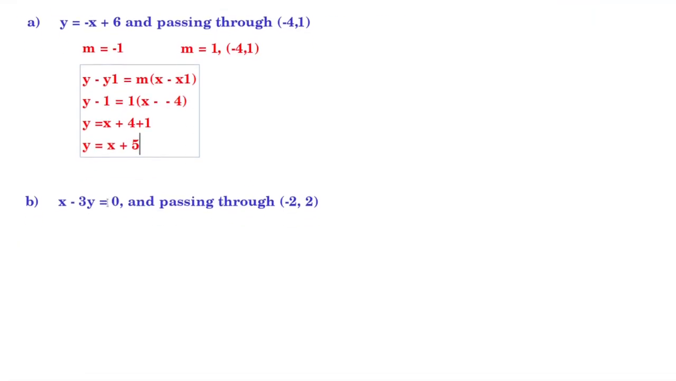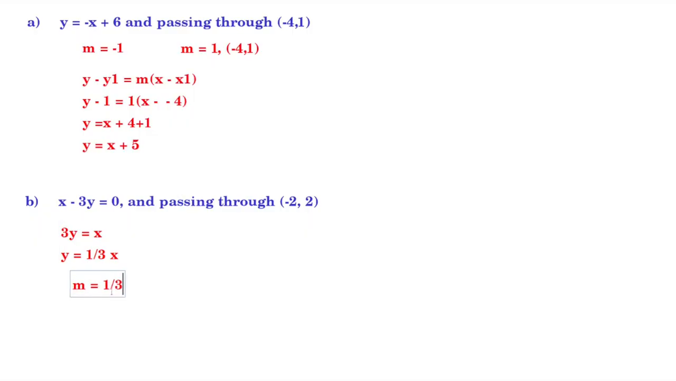Let's check for this one. Now this one is not in the form y equals mx plus c. So first things first, we need to write it in the form y equals mx plus c. If we take this to the other side, it will change its sign to 3y. It now equals x, dividing by 3 on both sides. y equals 1 over 3 x. So what's the gradient there? The gradient is 1 over 3.